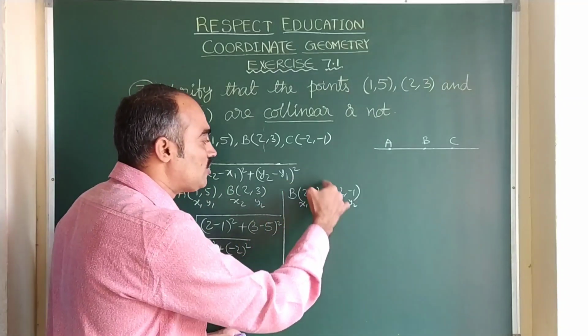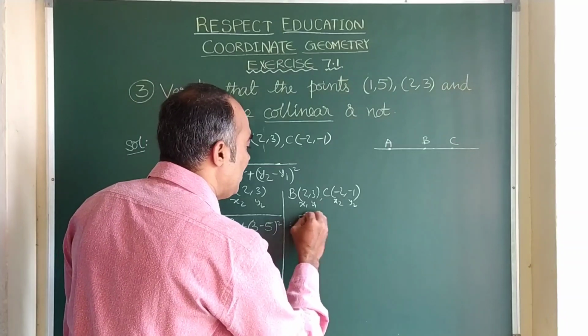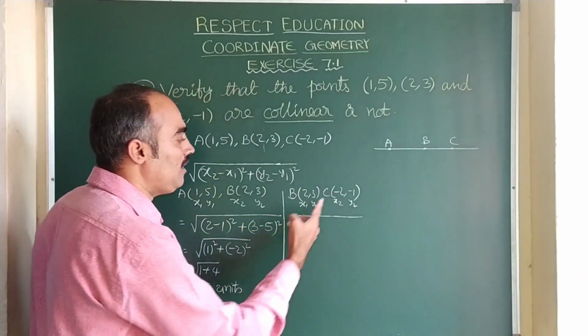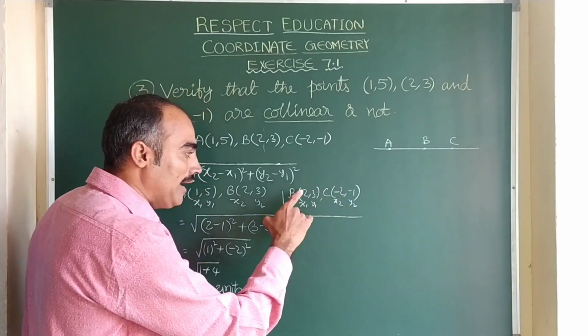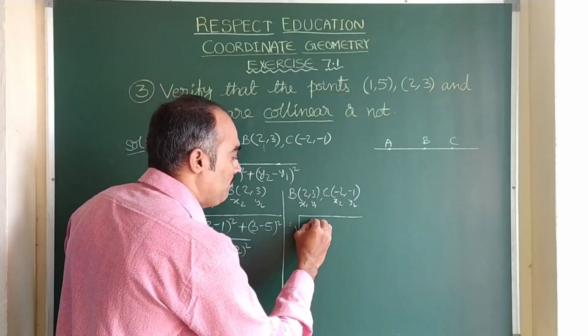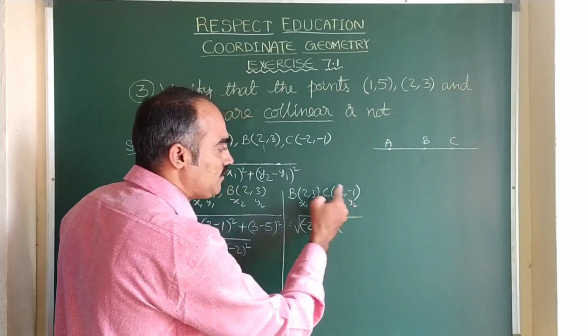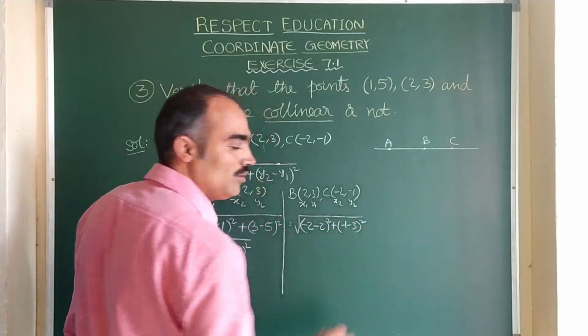Here B is the first point, so I am taking x1, y1. Now here as usual, let us substitute these values in the formula: (x2 minus x1) whole square, that is (minus 2 minus 2) whole square plus (minus 1 minus 3) whole square.